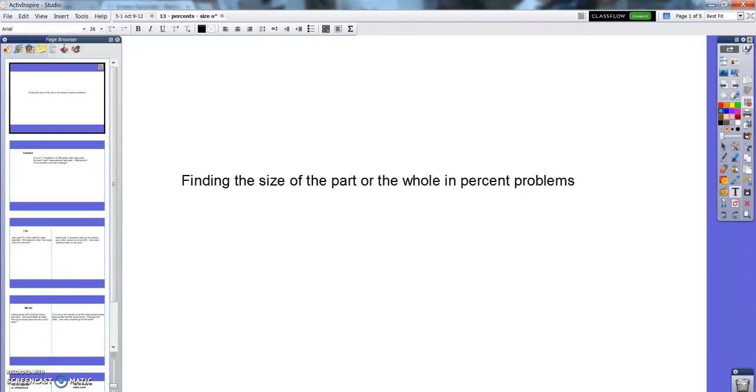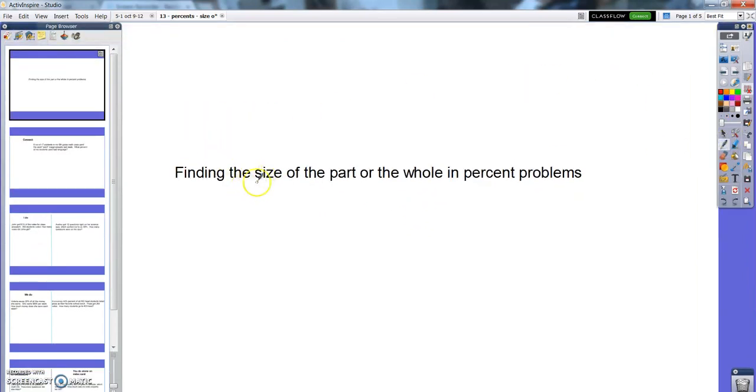Today's mini lesson, our last one on ratios, is finding the size of the part or the whole in percent problems. So please pause right now, write that as the next title on your next blank page, unpause and close your math note when you're done, just to concentrate through the I do.